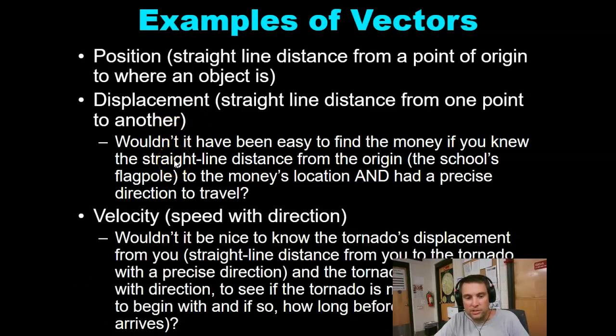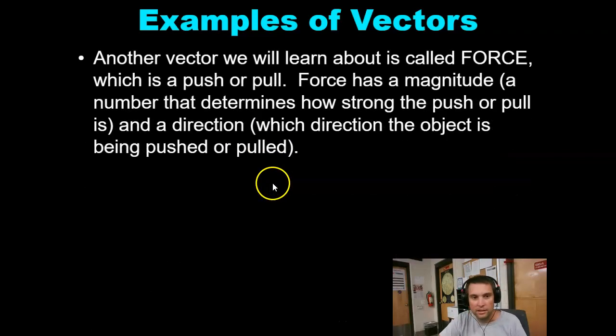We have velocity, which is speed and direction. Wouldn't it be nice to know the tornado's displacement from you, the straight line distance from you to the tornado with a precise direction, and the tornado's velocity, the speed with direction, to see if the tornado is moving towards you or away from you? Also tells you how long it will be before the tornado arrives.